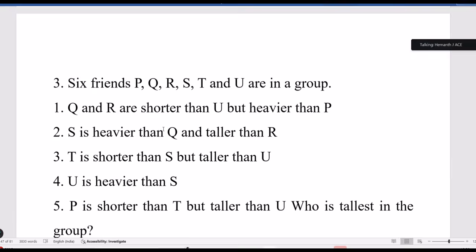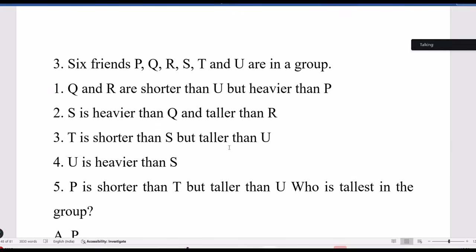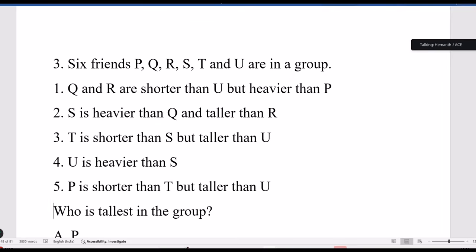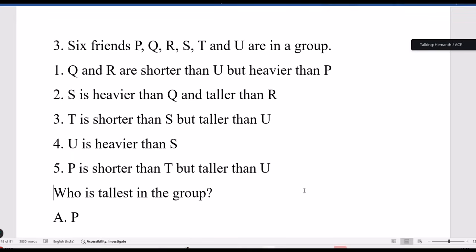Now again, arrangement. Who is tallest in the group? 6 friends. You are supposed to find who is the tallest among them.